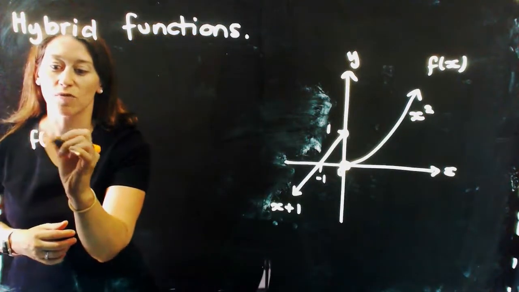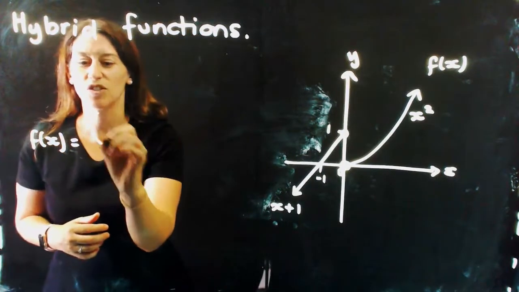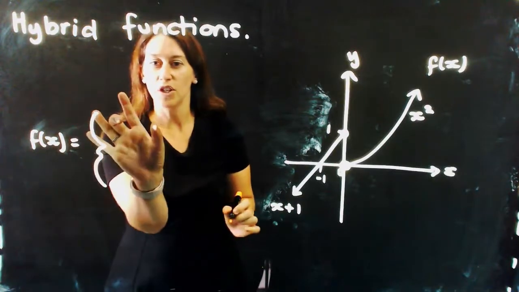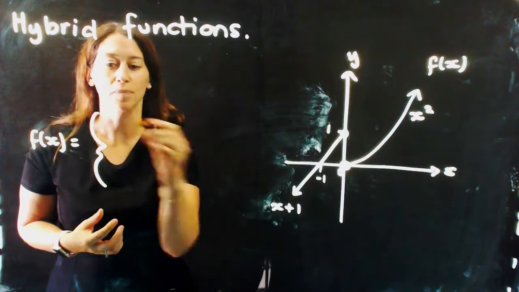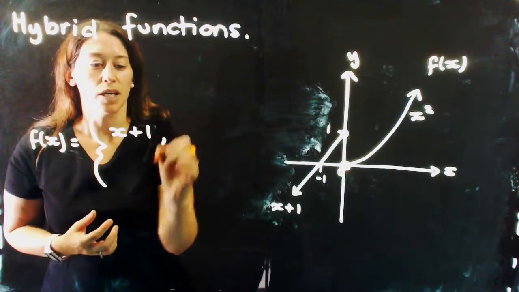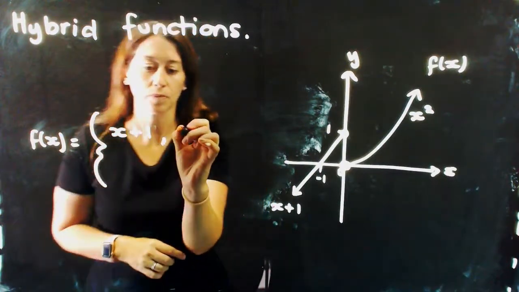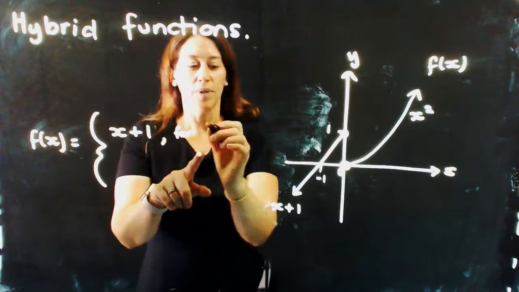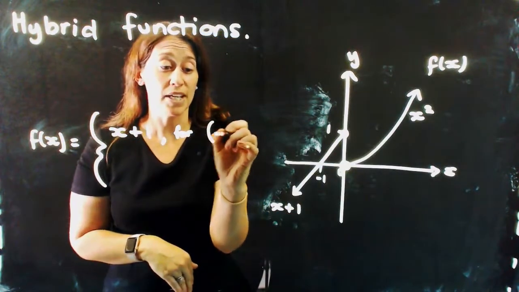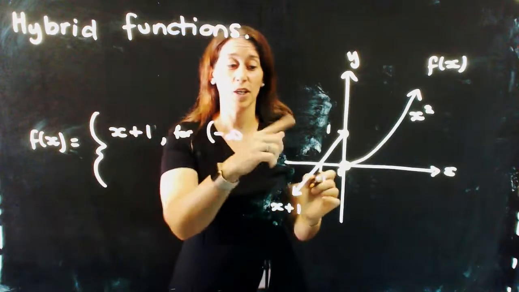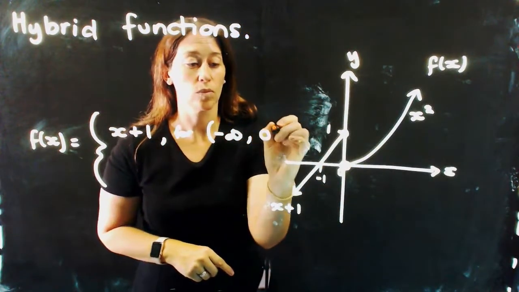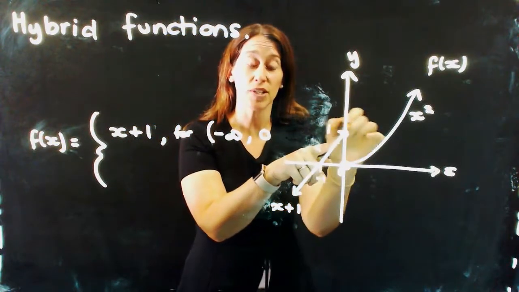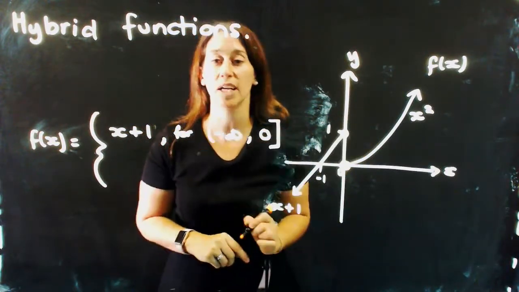So to do this, we write it as f of x, and then we just use the subset bracket. And then you state each rule and write the domain next to it. So let's begin here. So we've got x plus 1, and this works for, now, negative infinity is where it begins. So it goes for negative infinity all the way up to when x is 0. And of course 0 is included because it's a closed circle, so I'm going to use a square bracket.